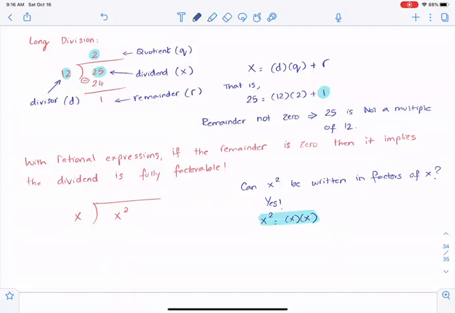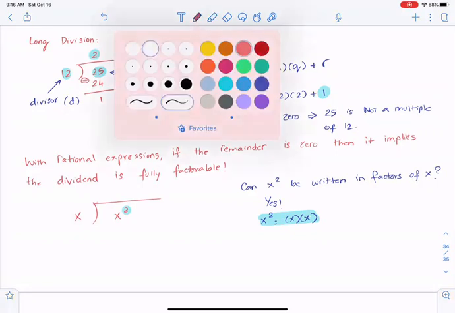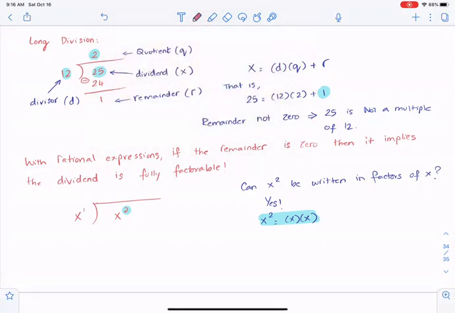So I look at the degree of the dividend. The degree of the divisor is 1. 1 is less than 2. So I have to multiply the divisor by some number or some variable so that I get x squared. So if I take x and multiply by x, I'm going to get x squared. If I subtract, I'll get 0.